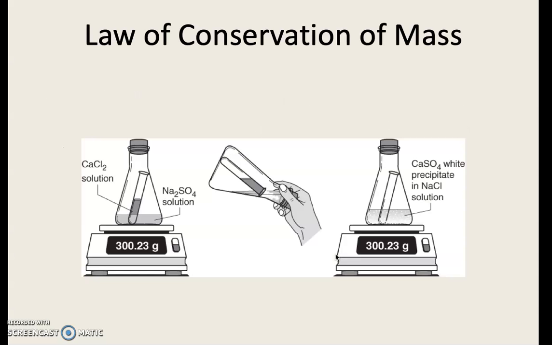Let's take this lab as an example here. We have 300.23 grams. In an Erlenmeyer flask, we have sodium sulfate, and in a test tube inside the flask, we have calcium chloride. Once you invert the flask, the calcium chloride pours out, forming a white solid. This is the new product, and the test tube becomes empty. After the reaction, we notice it's the same mass. The mass is conserved. It stays the same. It does not increase. It does not decrease. That's because it's rubber stoppered. Nothing can get in, nothing can get out.